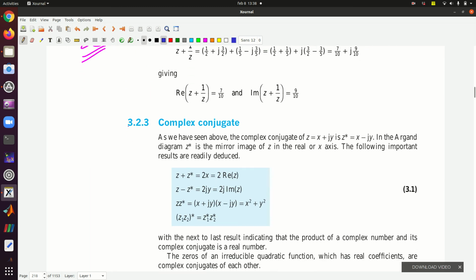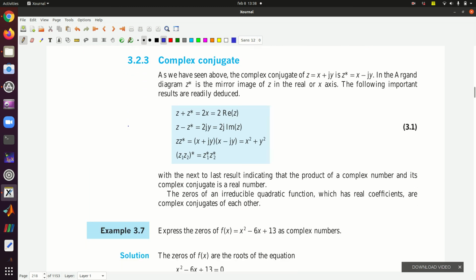So next we talk about the complex conjugate. Here are a few properties. In the Argand diagram, since we are just changing the sign of the imaginary part, i.e. the value which appears on the vertical axis, that means that z star is simply the mirror image of z in the real or the x-axis. So the following results can easily be deduced.